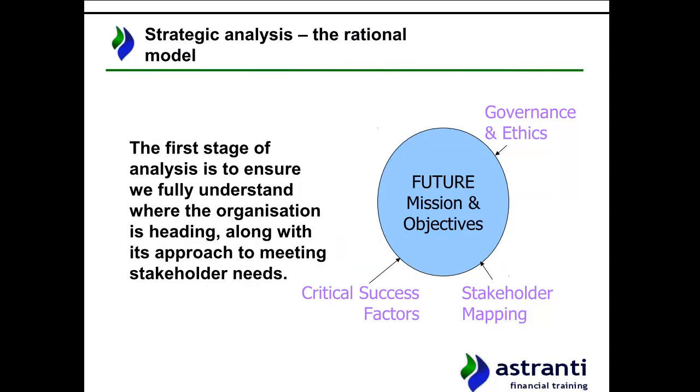Okay, so as I said at the beginning of the video, we will be using the rational model for the strategic analysis, and the first stage of that is going to be understanding where the organization is heading, along with its approach to meeting stakeholders' needs. And we'll be looking at these key areas here. So governance and ethics, stakeholder mapping, and critical success factors. And this is what we'll be doing in the first half of the video.